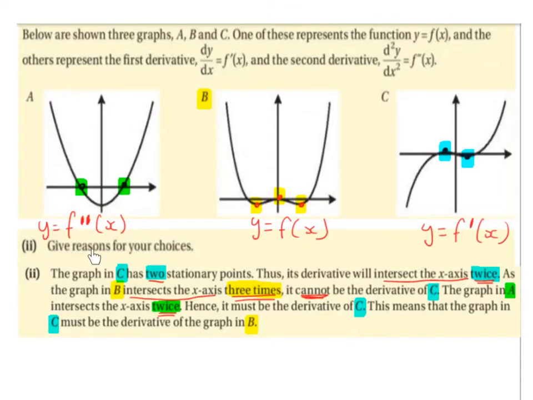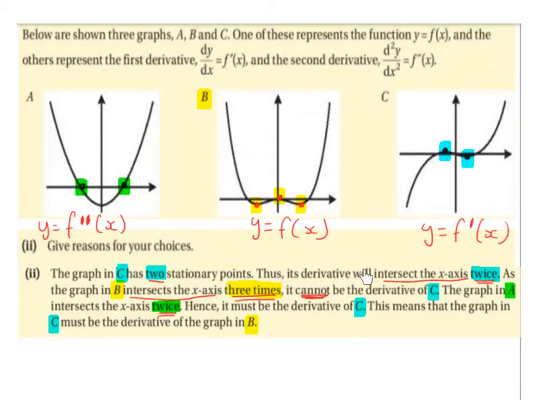Part 2, give reasons for your choices. So remember, this is the graph y equals f of x. This is the graph y equals f prime x, so the first derivative. And this is the graph y equals f double prime x, the second derivative. The graph in C has 2 stationary points. So here's our graph of C. Here's the first stationary point, the first turning point. It's a maximum. And the second stationary point, the second turning point, it's a minimum.